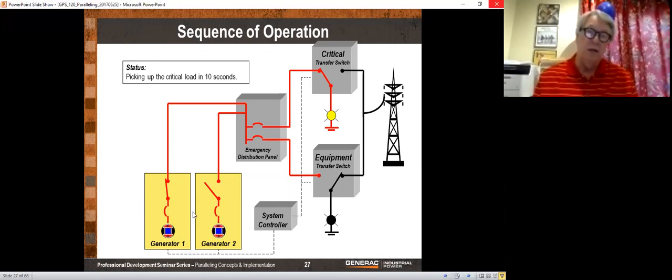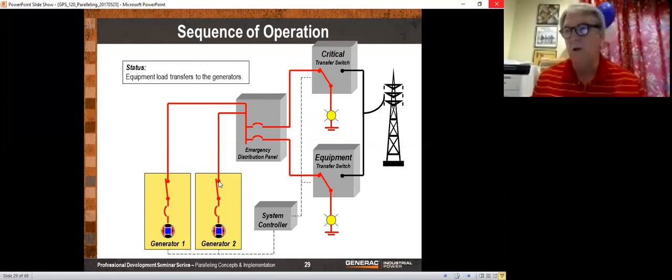Now you can see that generator number 2 sees the power on the bus because it's right there on the other side of that contactor, which we're showing as a switch, but it's actually a contactor. So since all of the synchronizing, all the load sharing, everything is right in the generator itself, it goes ahead and synchronizes, and it will do that generally within 1 to 2 seconds. At that point, it goes ahead and closes. Now we have full power on our system, and the equipment transfer switch closes.